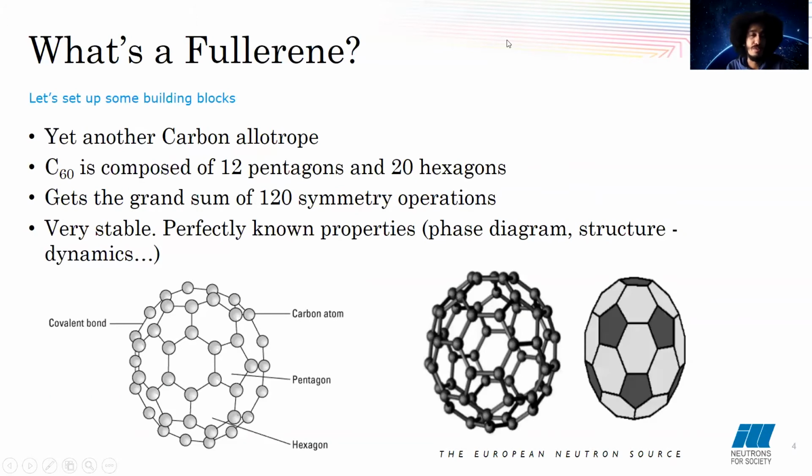So, what's a fullerene? Well, basically, a fullerene is yet another one of those carbon allotropes, and in my case, it's a C60. So it's composed of 60 carbon atoms, and it's composed of 12 pentagons and 20 hexagons. And it is a highly symmetrical molecule, which is shaped like a football. So that's just a building block for what a fullerene is.